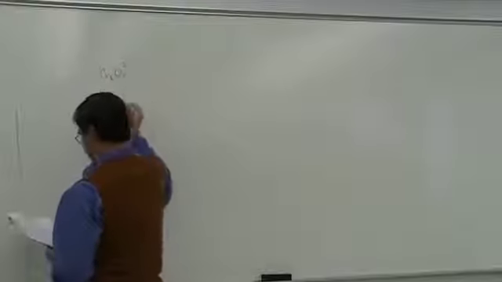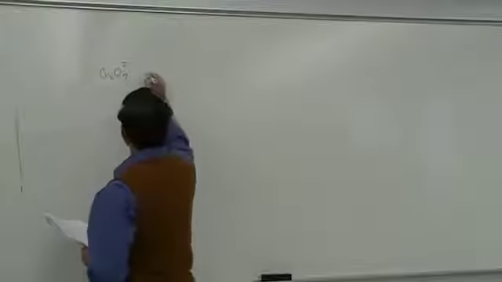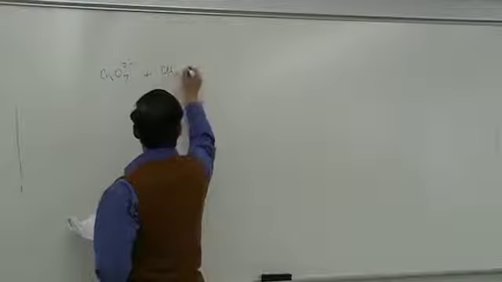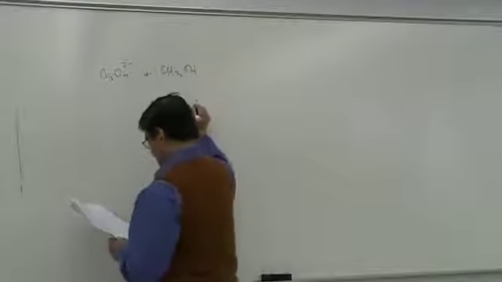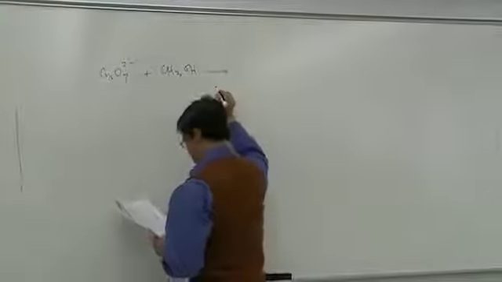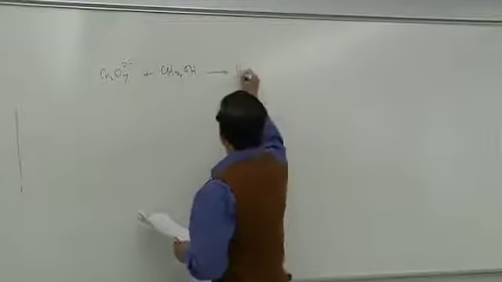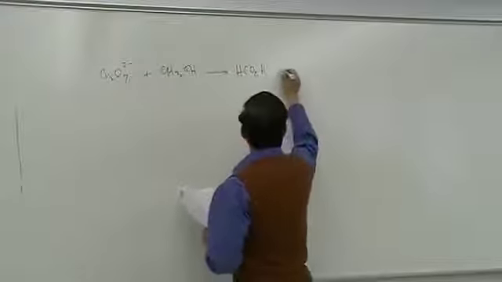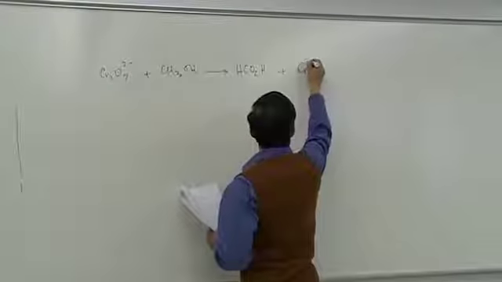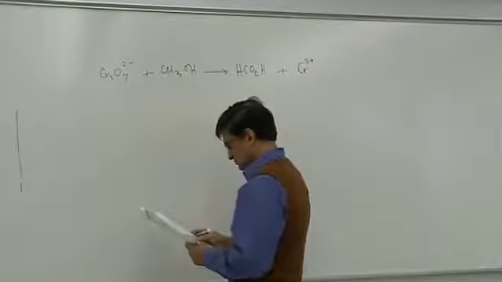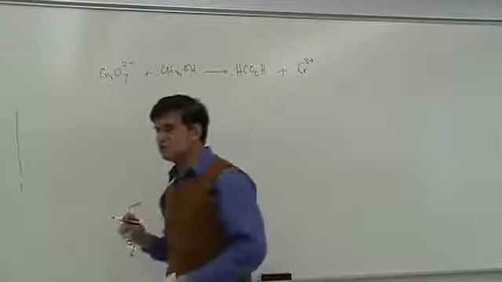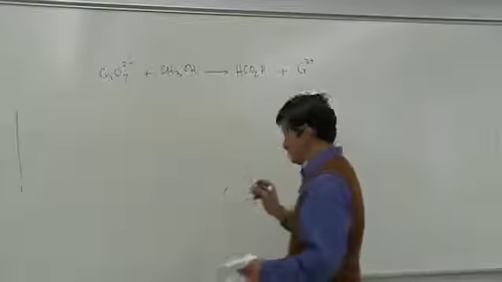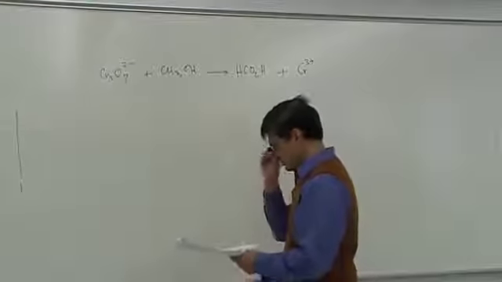Cr2O7 2-, plus CH3OH, giving HCO2H plus Cr3+. So we need to balance this reaction. Let me write down the different steps involved in the balancing.